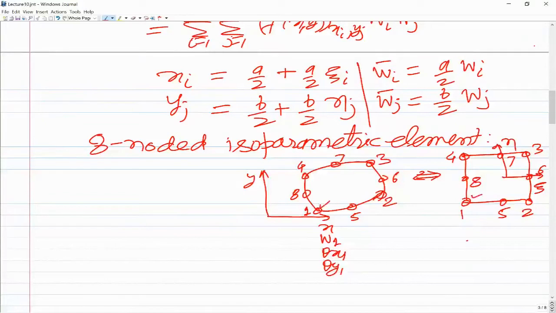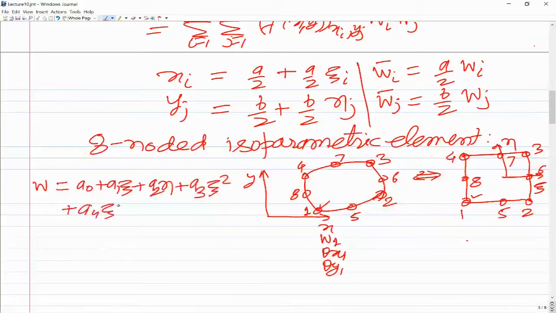So we will choose the approximate solution within the element for all the variables w, theta x, theta y, and also x and y, using these eight terms in the polynomial. So it would be a0 plus a1 xi plus a2 eta plus a3 xi square plus a4 xi eta plus a5 eta square plus a6 xi square eta and plus a7 xi eta square.